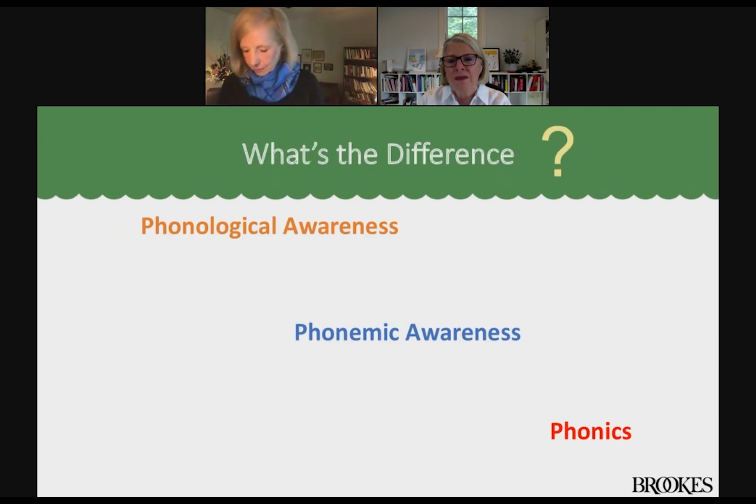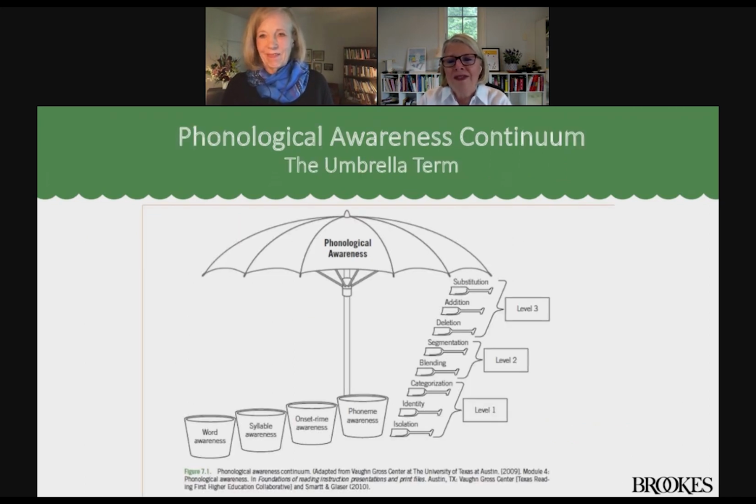What's the difference between the PH words and the F words? You have seen the phonological umbrella. We love the phonological umbrella that talks about the sequence, the stages of phonological development. Deb Glazier and I took the umbrella back in 2010 and said, this umbrella needs buckets and it needs shovels. So we broke down the steps, stages, or levels of phonological awareness into our buckets.